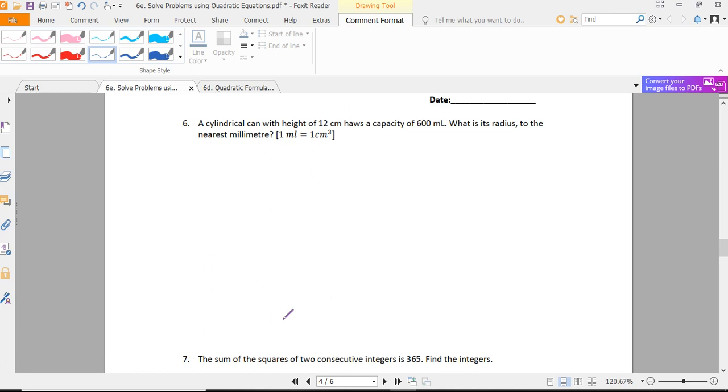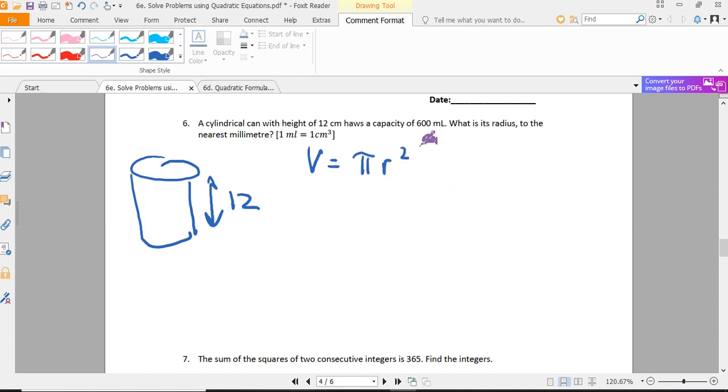The cylindrical can with a height of 12 centimeters has a capacity of 600 milliliters. What is its radius to the nearest meter? Capacity, so we're assuming volume. So volume equals pi r squared times height. We know the height is 12, and we also know that the volume is 600 milliliters, so 600 equals pi r squared times 12.